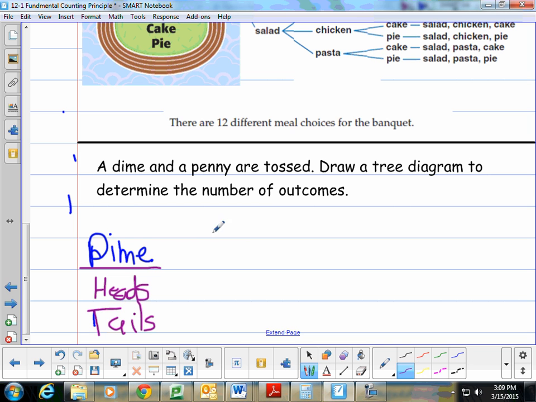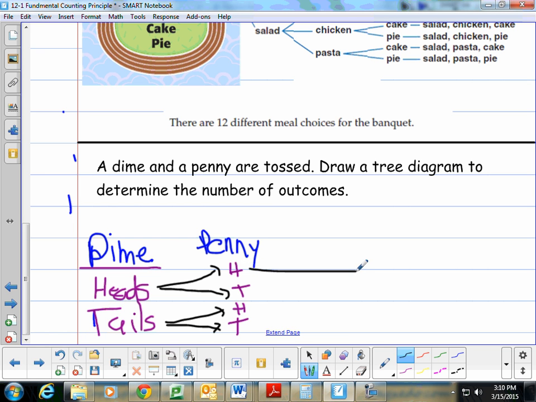From there, if I toss my penny, bear with my handwriting, still trying some new things. If I did the dime first and I got heads, well, if I toss the penny then, I could end up with the penny being either heads or tails. Same thing, had I tossed tails the first time with the dime, I still could have ended up with my penny being heads or tails.